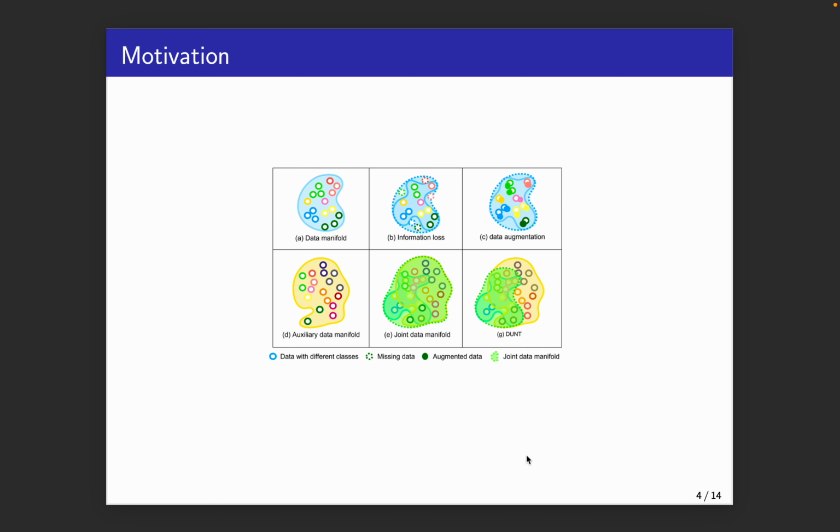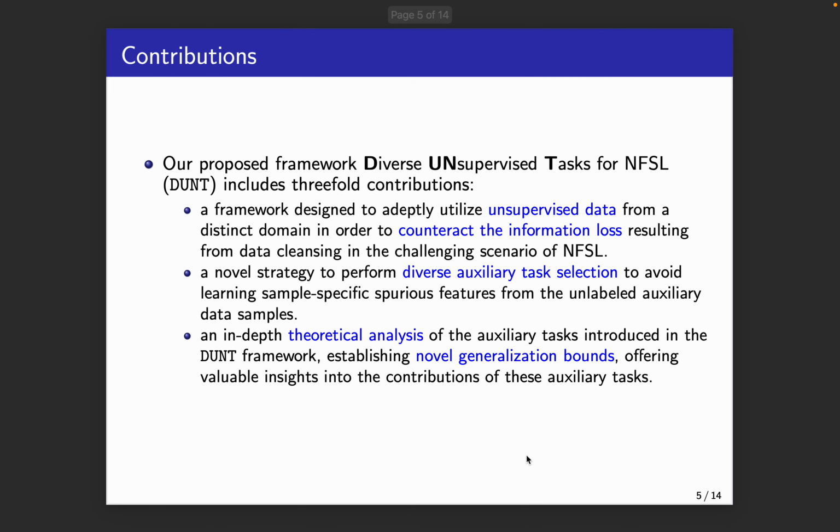In this work, we propose to use optimal transport of the diverse unsupervised text. As observed in F, the learned shared representation only includes rich domain invariant information from the auxiliary manifold and recovers the true underlying data distribution to the greatest extent. Based on this motivation, we propose the framework DUMPT.